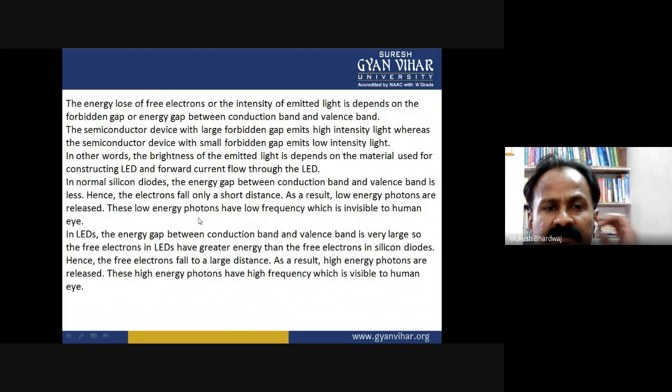The energy loss of free electrons, or the intensity of emitted light, depends on the forbidden gap or energy gap between the conduction band and the valence band. The semiconductor device with a large forbidden gap emits high intensity light, whereas the semiconductor device with a small forbidden gap emits low intensity light. In other words, the brightness of the emitted light depends on the material used for constructing the LED and the forward current flowing through the LED.